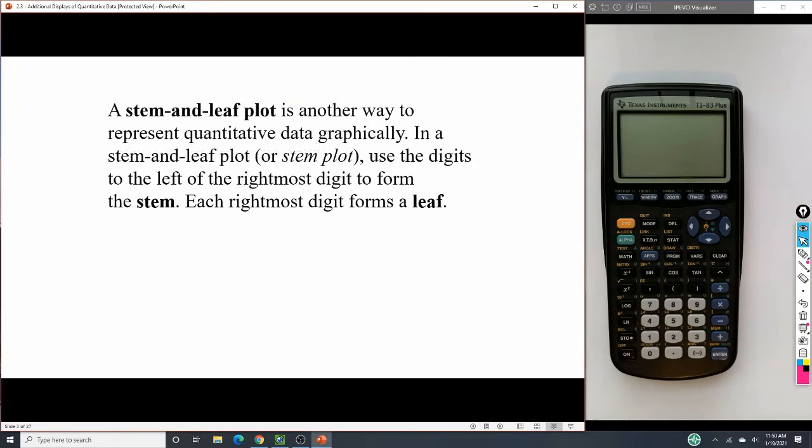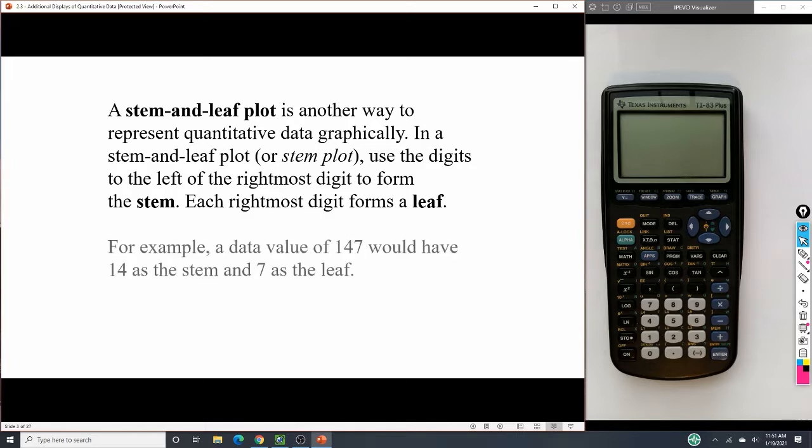The stem and leaf plot is just another way to represent our data. We have the stem, which is every digit to the left of the rightmost digit, and each rightmost digit forms a leaf. Let's look at what that means. For example, we have 147. 14 would be the stem, 7 is the leaf.